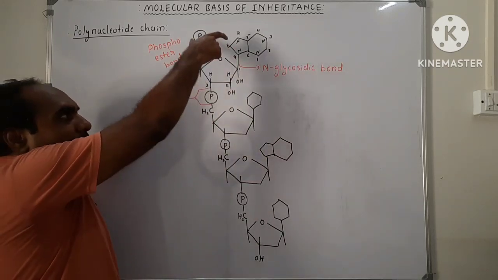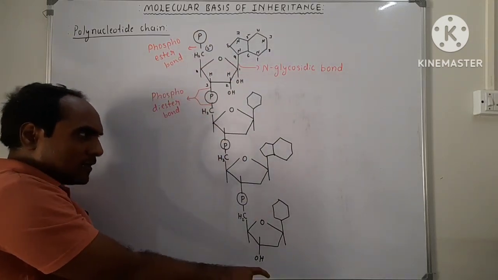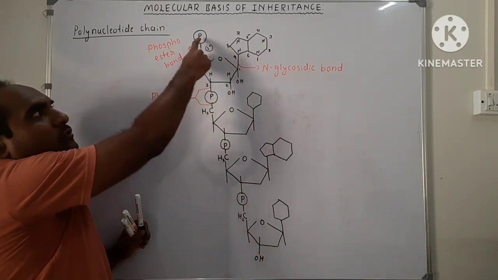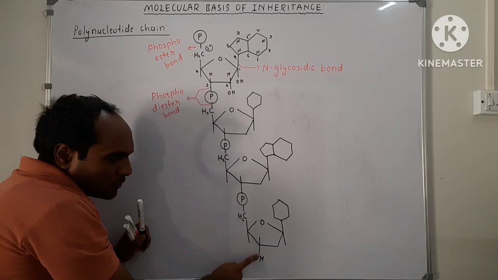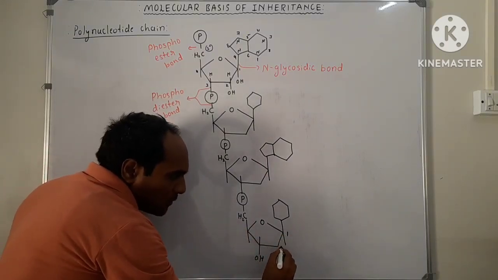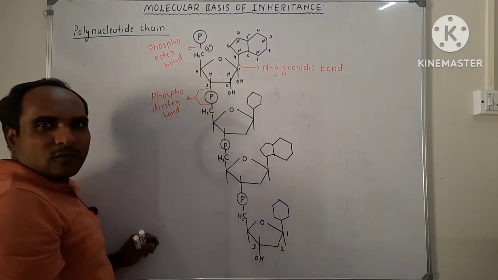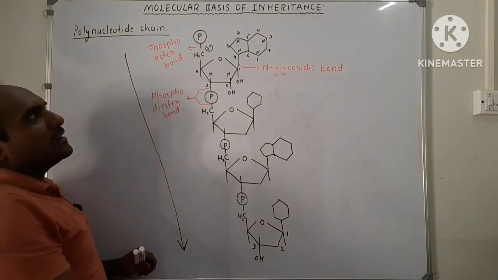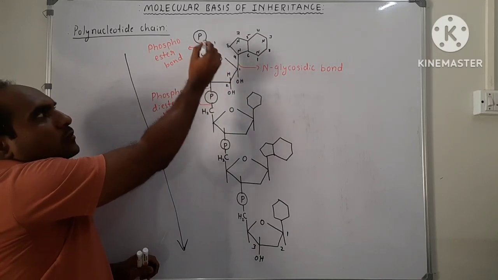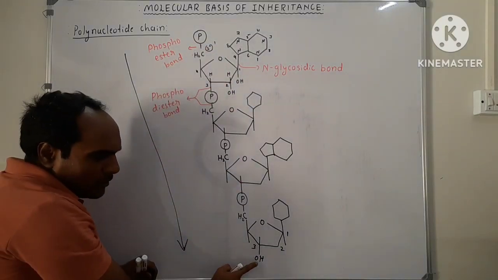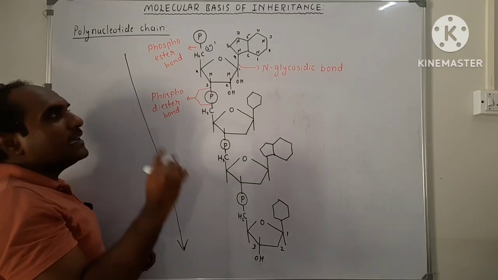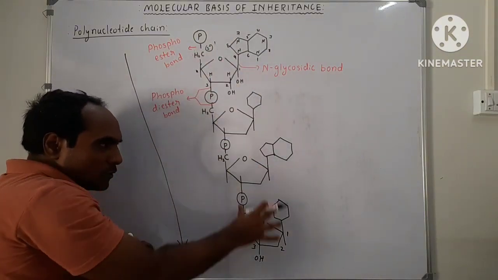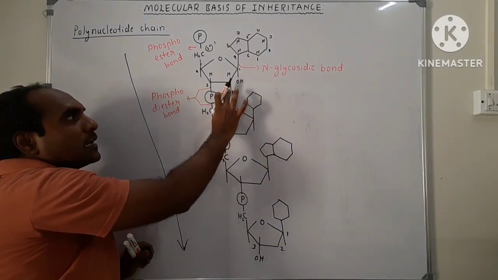Here, in this way, whenever a nucleic acid chain, that is a polynucleotide chain, is formed, it has a 5' end with the phosphate group, and a 3' end with the OH group. Here, this is one carbon, second carbon, third carbon. Okay, that means this is the polynucleotide chain. This chain has a 5' end with phosphate group, 3' end with OH group. Okay, if the pentose sugar found in the polynucleotide chain is a deoxyribose.